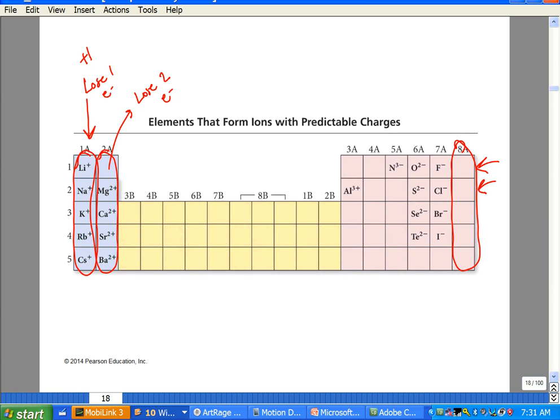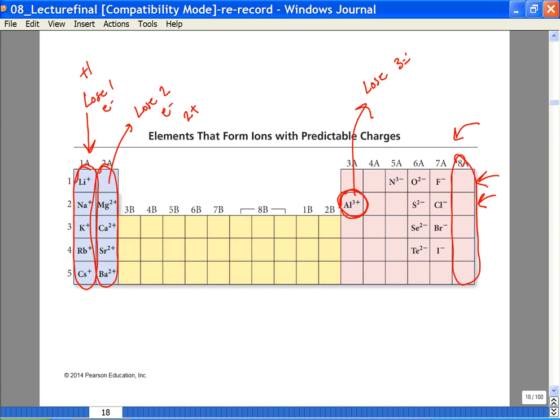Elements on the right side of the periodic table, the nonmetals. Aluminum is one exception. It likes to lose 3 electrons to form a +3 charge. The other ones, all of these nonmetals, we can predict with pretty good certainty what their charge will be.